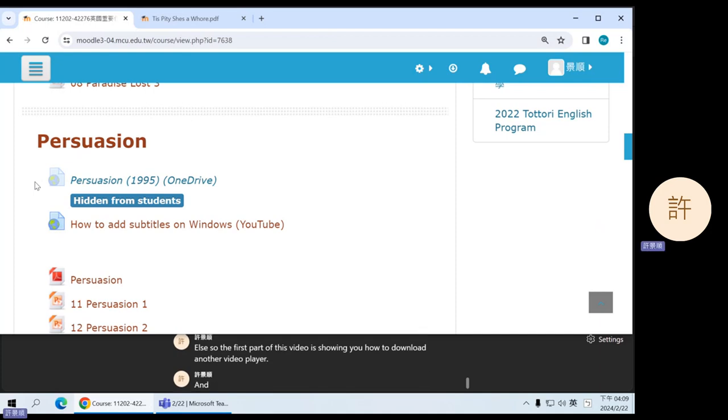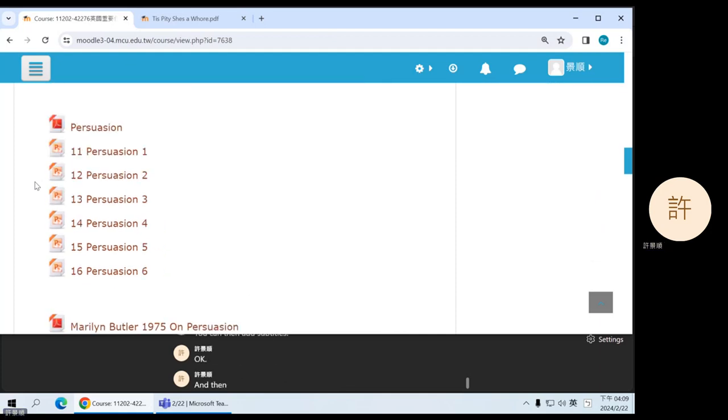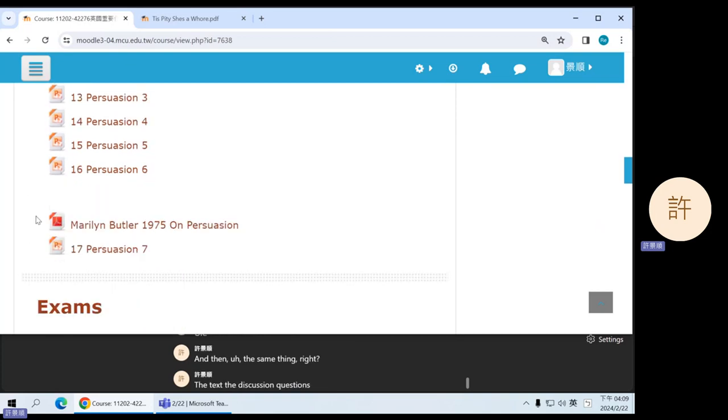And then that video player, you can then add subtitles. Okay, and then same thing, right? The text, the discussion questions, and then this is the academic paper. It's actually a selection from her book on Jane Austen. It's not very long, it's 8 pages. And then the discussion questions on that paper.